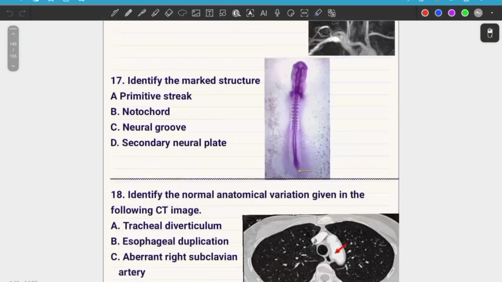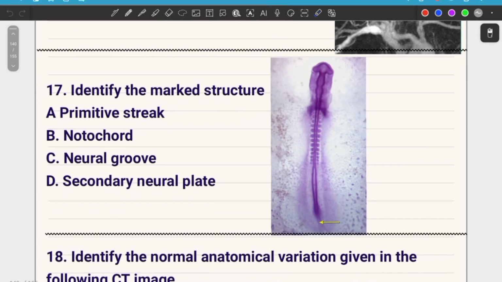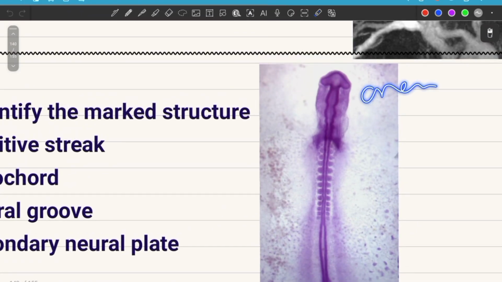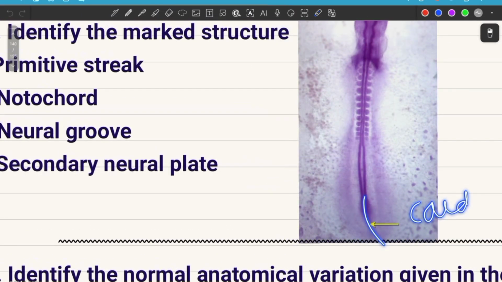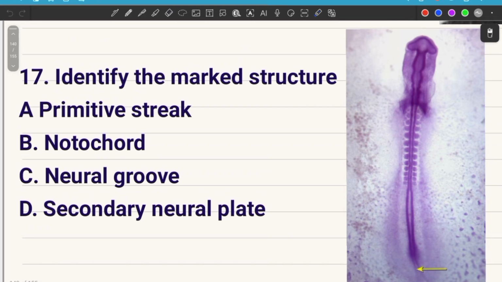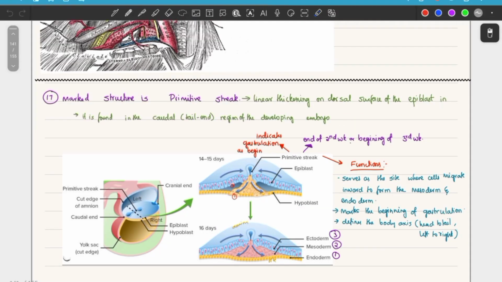Okay. 17th one. Identify the marked structure. This is the cranial end. This is the caudal end. This is some streak, isn't it? Yes. Snap streak? No, it is a primitive streak. Let me show you the picture. Repeated and twisted PYQs only.